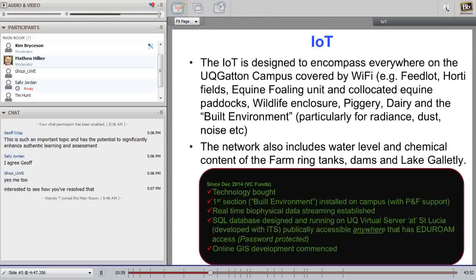We've got real-time biophysical data streaming in, and this has been established and running for the last 3 months. The SQL database has been designed and is running on a UQ virtual server at St. Lucia campus, which is 70 kilometres away, where ICS are essentially based, but it has no issue. It's not an issue where the virtual server is based, because we can get access to it. It's publicly accessible anywhere that has eduroam, although currently, because we're still in a little bit of development, particularly around e-learning, it's password protected.